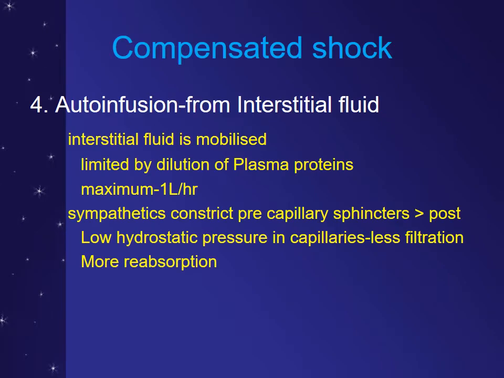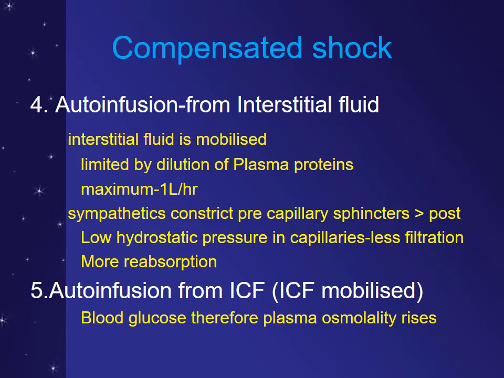There are more reactions happening. So there will be auto-infusion from interstitial fluid into the intravascular compartment. Auto-infusion is like infusing saline to a patient. So interstitial fluid will be mobilized from the interstitial compartment into the intravascular compartment. This can pump fluids to a maximum of about 1 liter per hour. And there will be auto-infusion from the intracellular compartment into the intravascular compartment. So from the intracellular compartment to the interstitial compartment, and from there to the intravascular compartment.